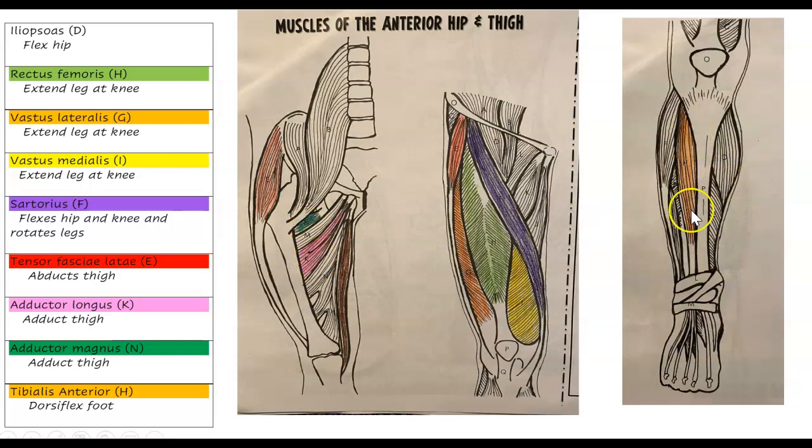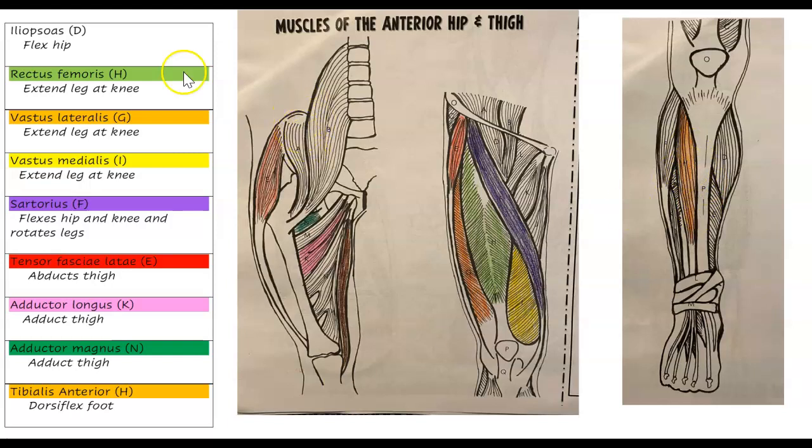And then if you look over here in the anterior of your lower leg, this big muscle back here would be your tibialis anterior, and it dorsiflexes your foot. So if you try and bring your toes up to your shin, that's dorsiflexion, and that's the muscle that's responsible for that.